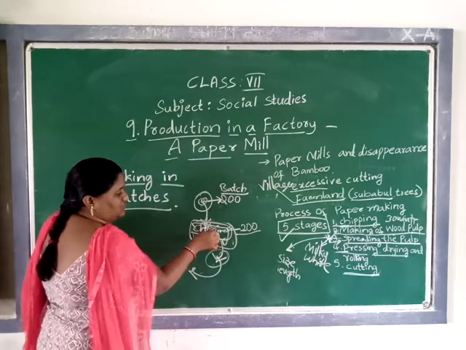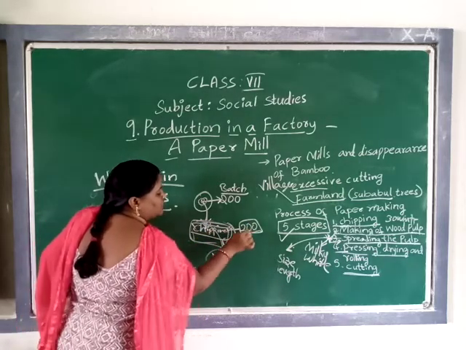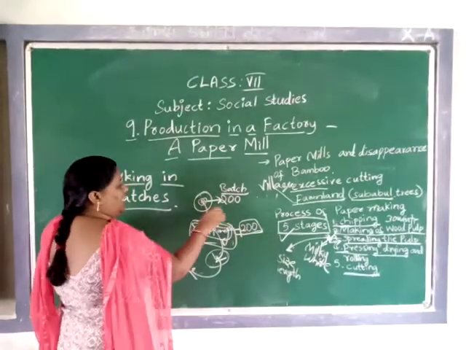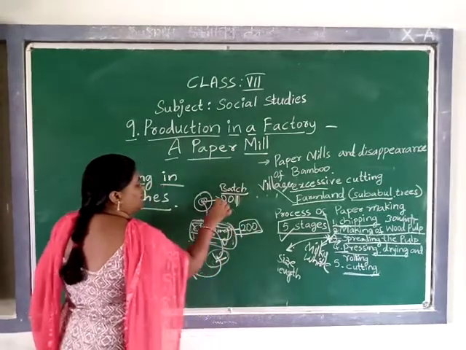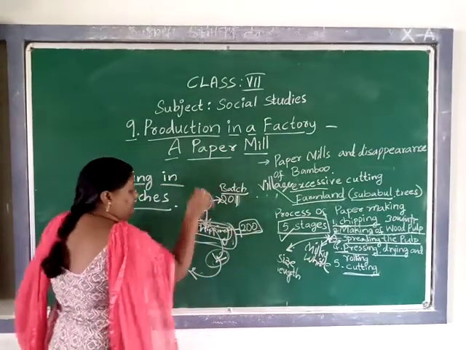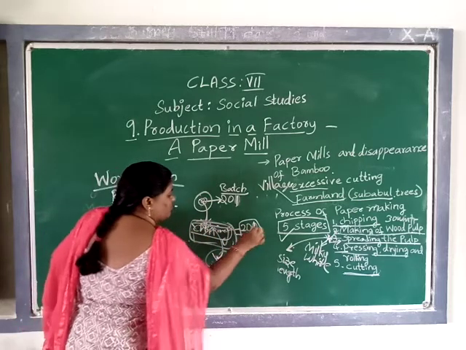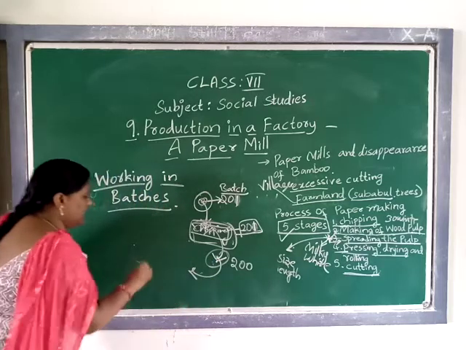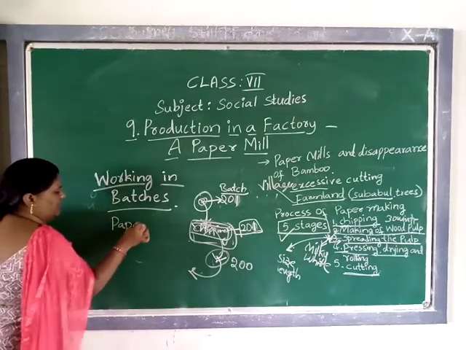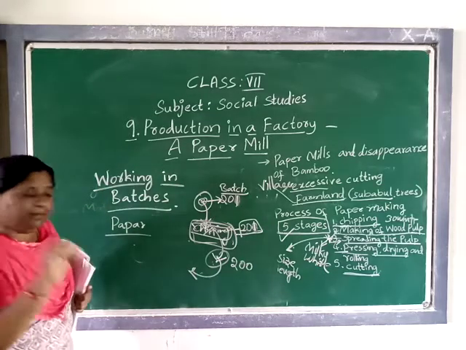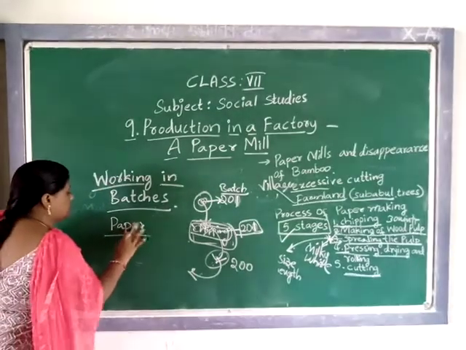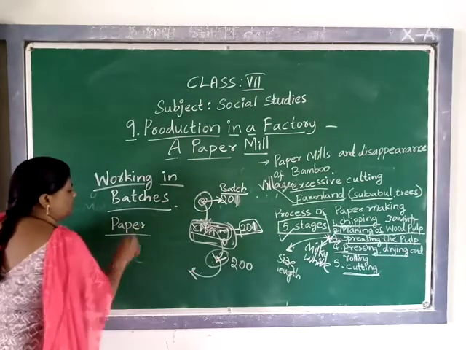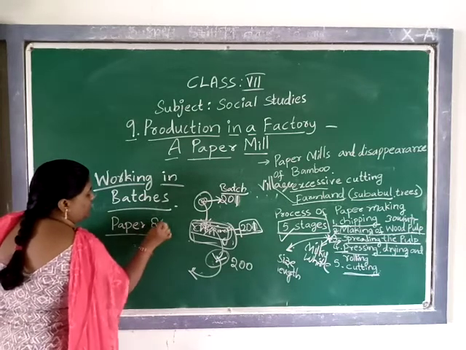When this process is finished, this batch number 200 of wood will come to the next stage. Then again the next lorry-loaded raw material, batch number 201, will be shifted here. Okay, I think you are getting it. Okay, and like this till the paper is made and till the paper is received. Okay, the batch number is continuous.